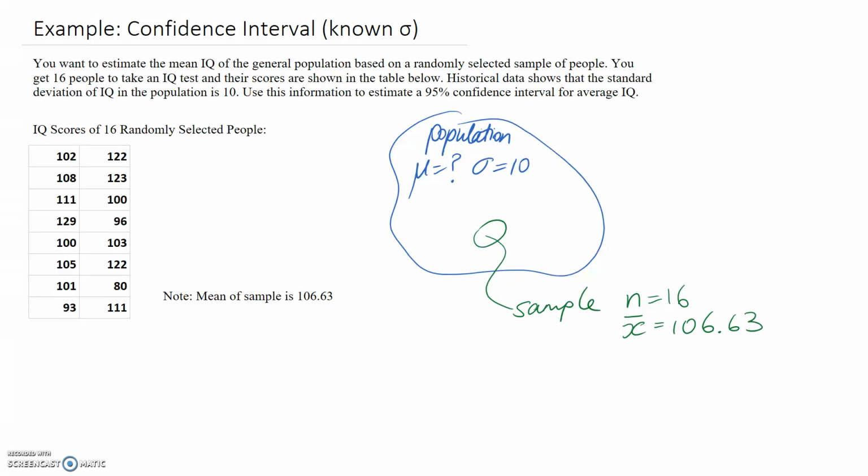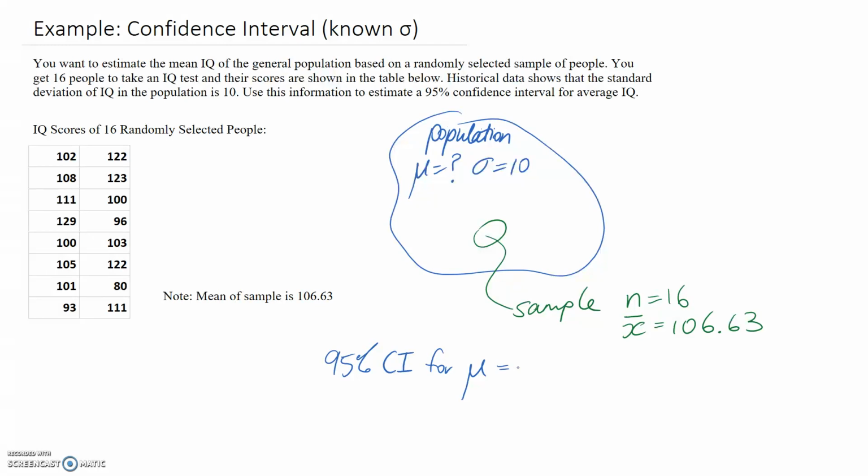Alright, so what we're looking for here is the 95% confidence interval. So I'm going to put that as CI, and it's for our population mean. Now we have two options for how we go about writing the equation. One option is to write it in terms of Z, or the Z distribution. The other is to write it in terms of T, for the T distribution.